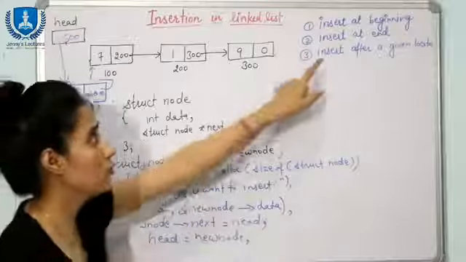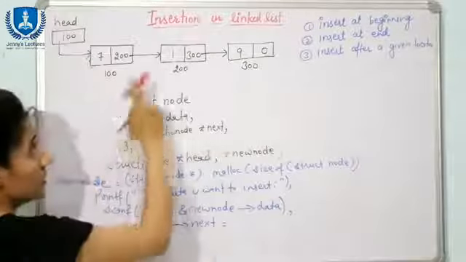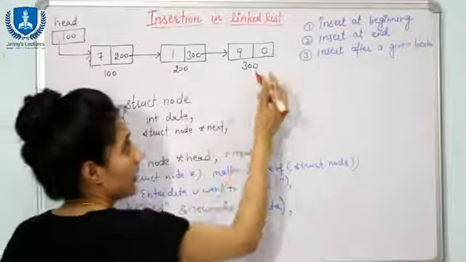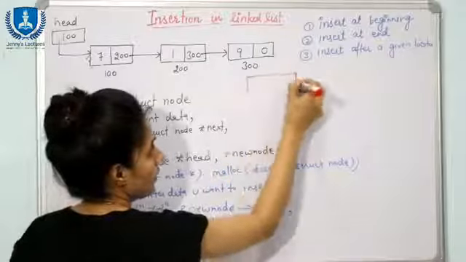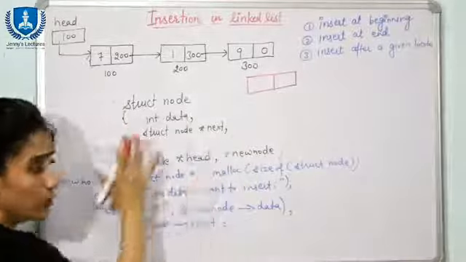Now second case is how to insert at end. So now see, this is our list. Suppose 3 nodes are there. At the end, here I want to insert a newly created node at the end. This coding would be same.